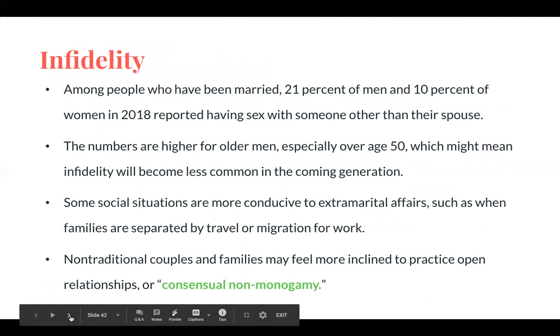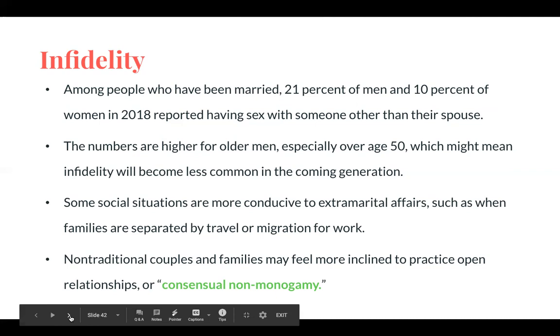It's worth noting that we don't always have the best data. Infidelity is still stigmatized, and for a lot of people, it is still seen as morally wrong. And so, like anything that comes with a stigma, it is hard for us sometimes to get a good grasp on exactly how many people are engaging in extramarital sex.